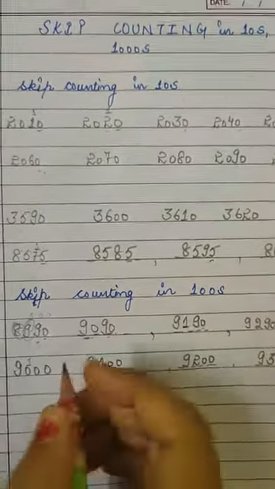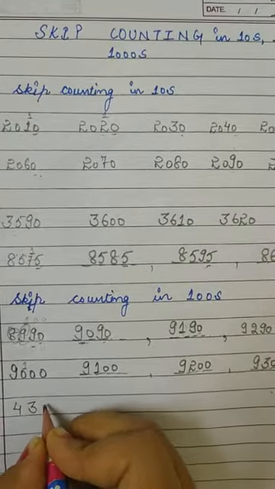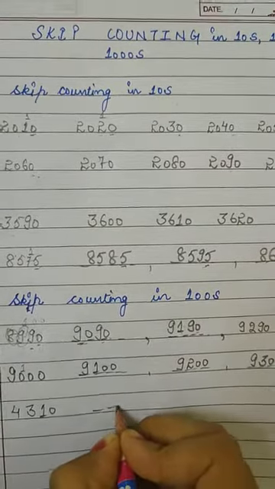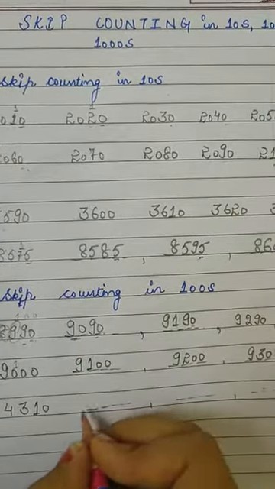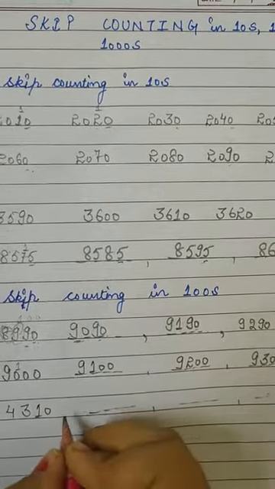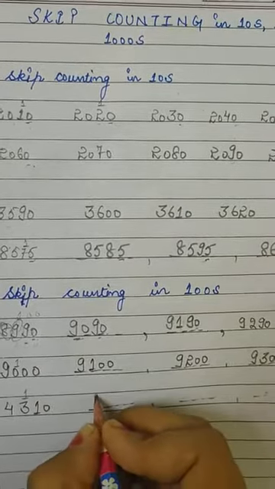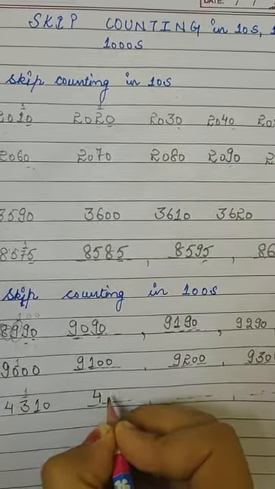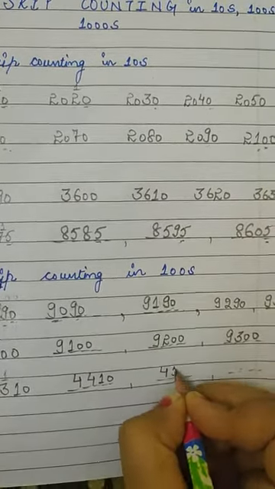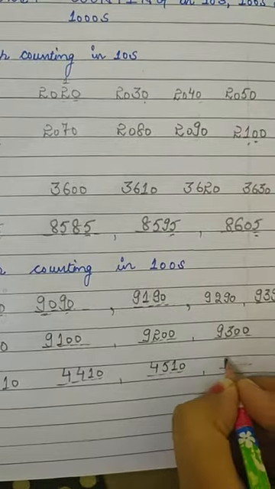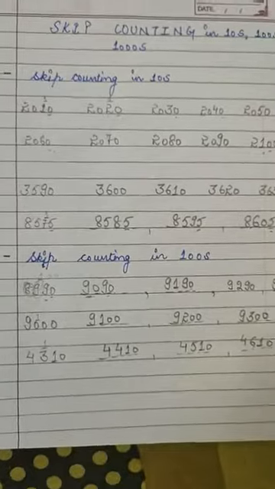Take another example. Let us take 4,310, and we have to complete this pattern. Right? What do we get? Skip counting in hundreds. Just add 1 in the hundreds place. What do you get? 4,410, 4,510, 4,610. Right? This way you can do it.